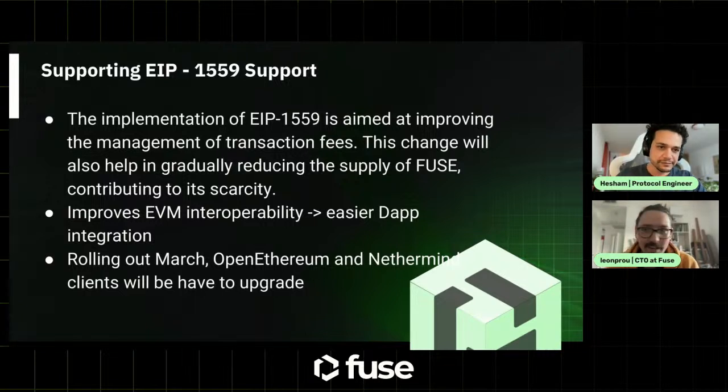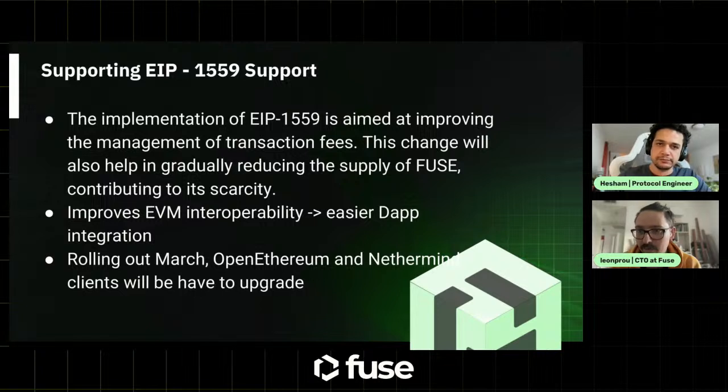So now we're going to talk about EIP-1559 coming to Fuse. To recap, it's basically about fee burning. It changes the fee market, the gas market, which introduces the base fee and the tip. Basically, the base fee is going to be burned, and the tip is going to go to the validator. This changes the dynamics of the fees.